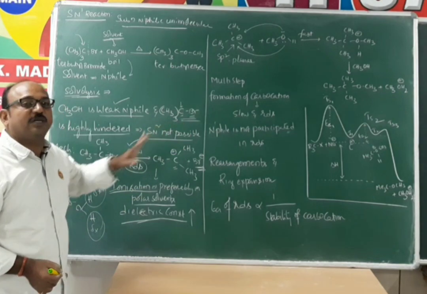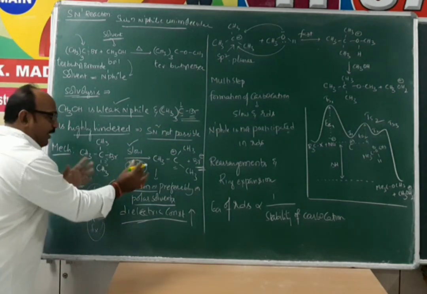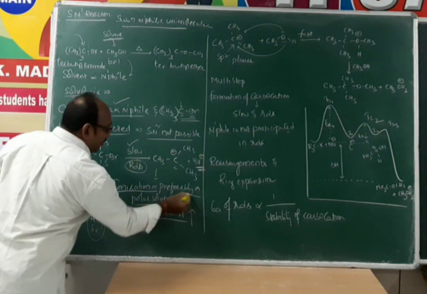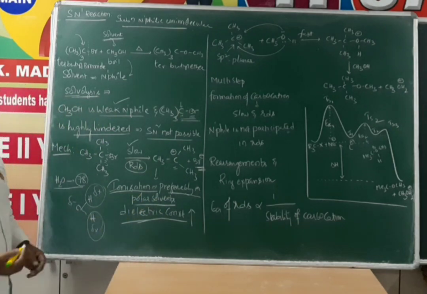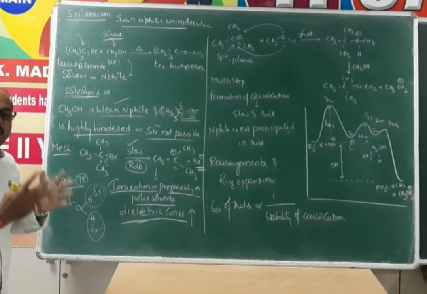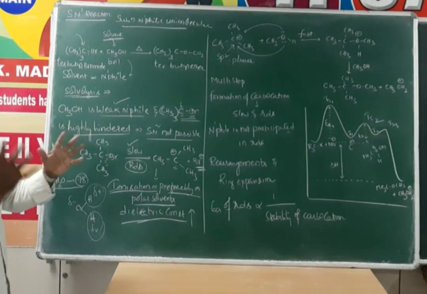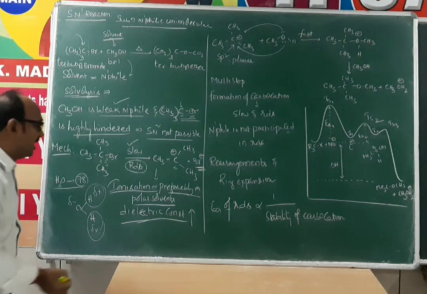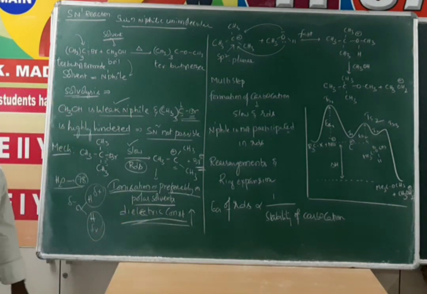Carbocation is also stabilized, which means the first step, ionization, preferably takes place in polar solvents. And among polar solvents, solvolysis predominantly takes place in the solvent which has more dielectric constant.